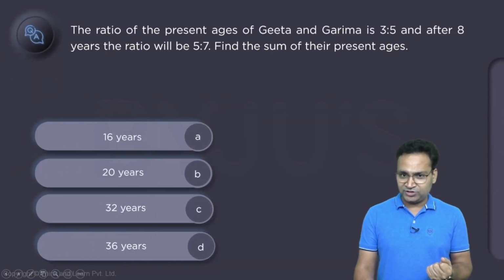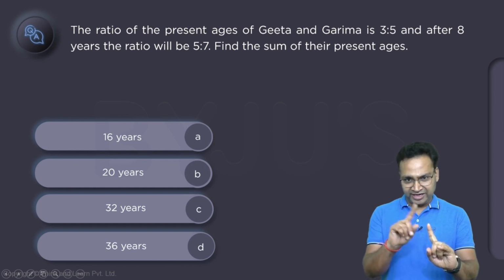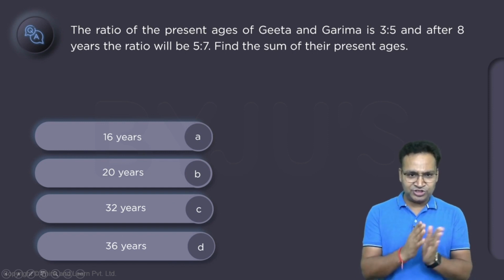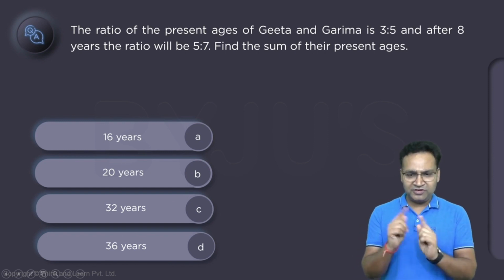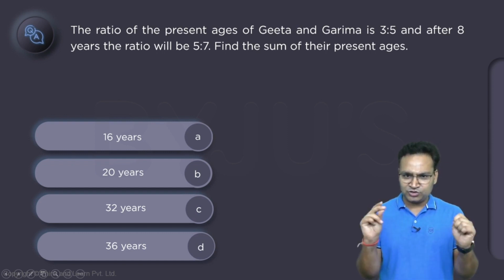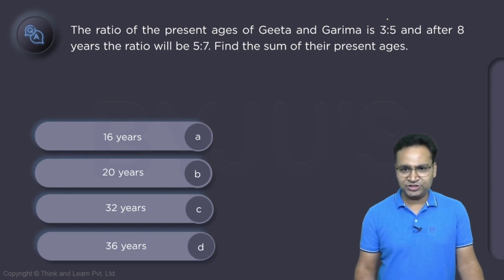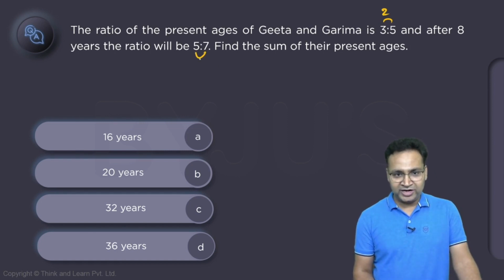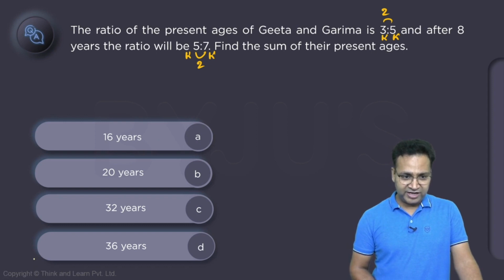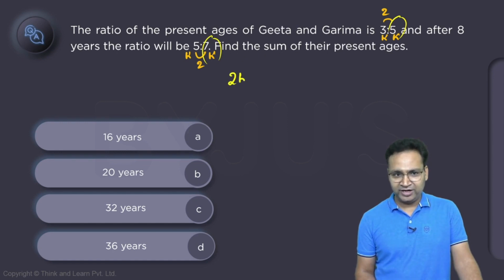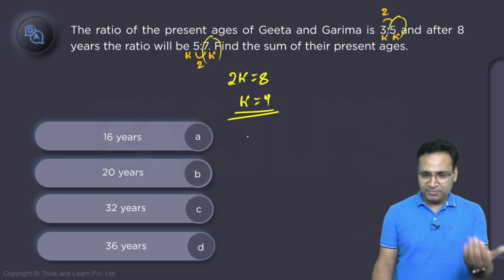When you look at this question, the first thing I always check is the age difference. 3-5 is the present ratio, 5-7 is the later ratio, 3-5 difference is 2, 5-7 difference is 2, done. In this particular question, the age difference are already same. That means if this number is 3k, 5k, this number is 5k, 7k. What is the time difference in 5k and 7k? 2k. That is 8 years. So k is 4.